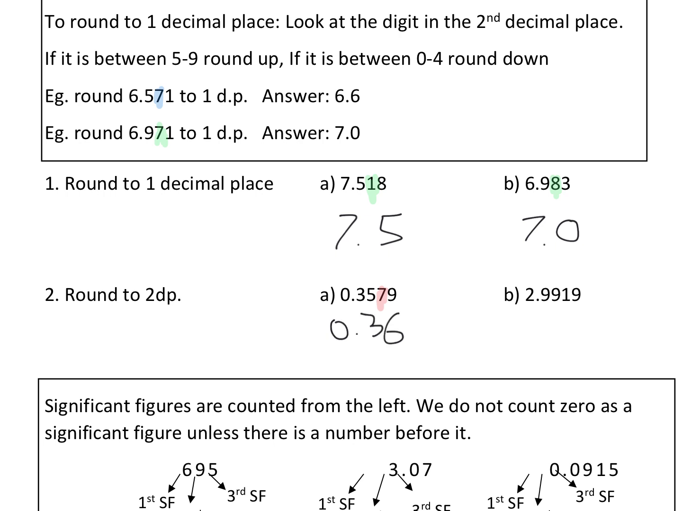And then the last one, to 2 dp, we look at the digit after the second decimal place, which is the 1, and that tells us to round down, so we keep it at 2.99.